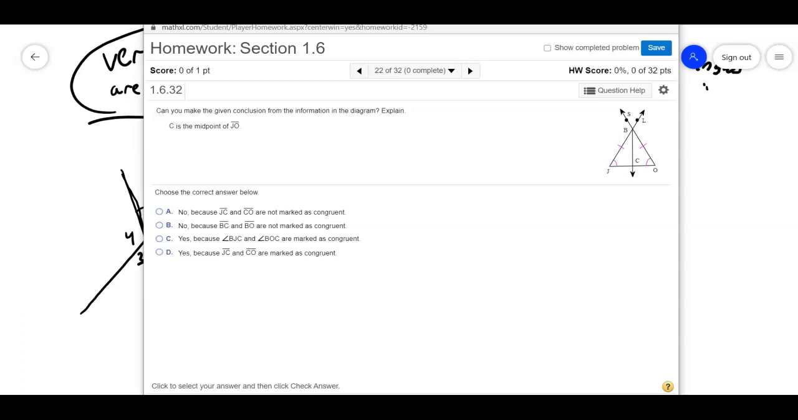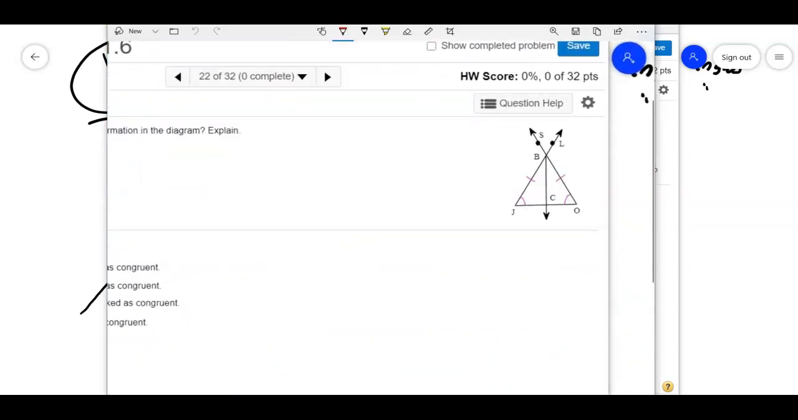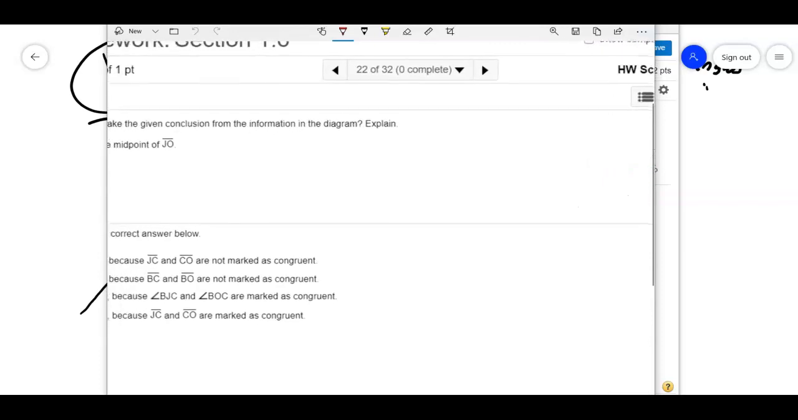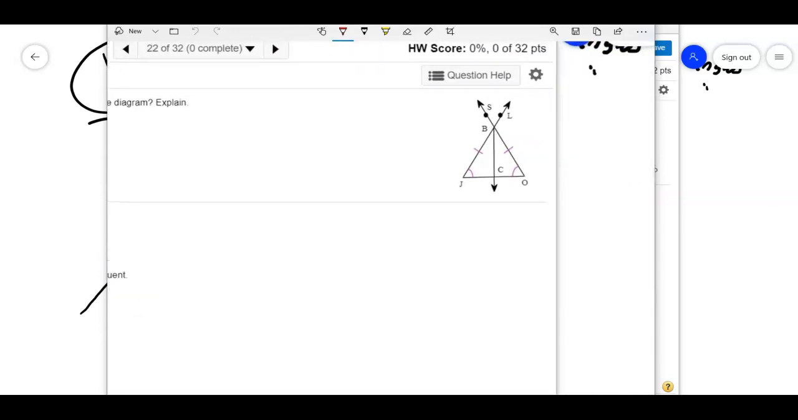C is the midpoint of JO. We cannot tell that because we don't know that the two segments are equal. Let me show you. So it's saying, is C the midpoint of JO? So down here, they never told us anything about these segments here, like this one and this one. So the answer on this would be no. We don't know enough about that one.